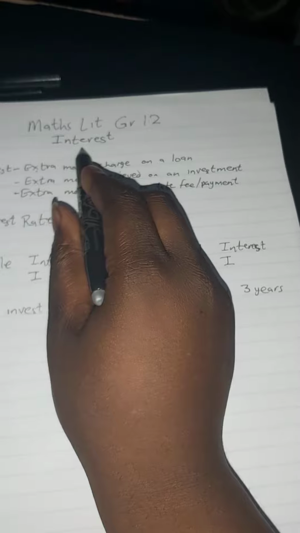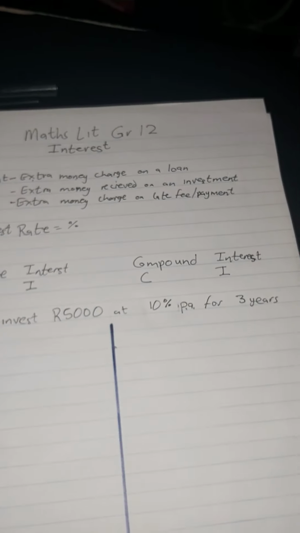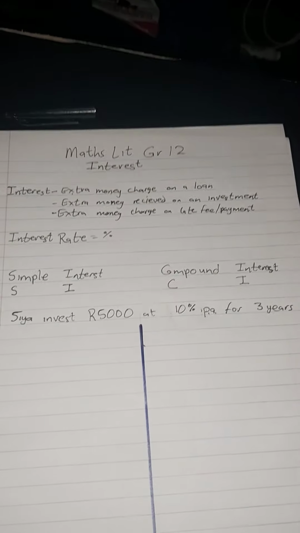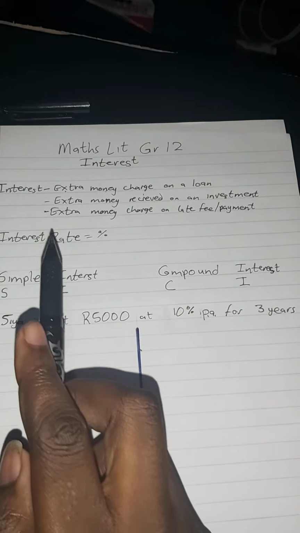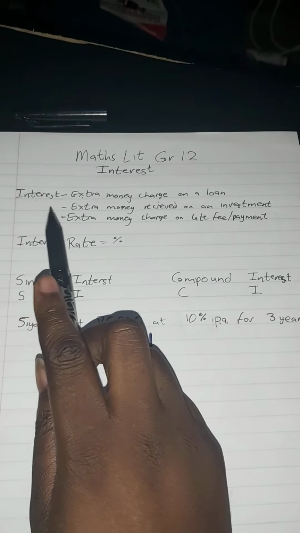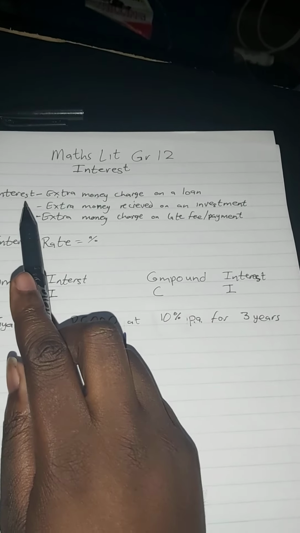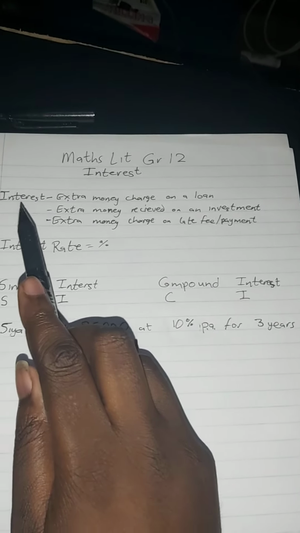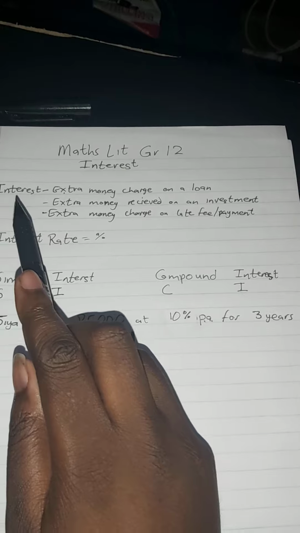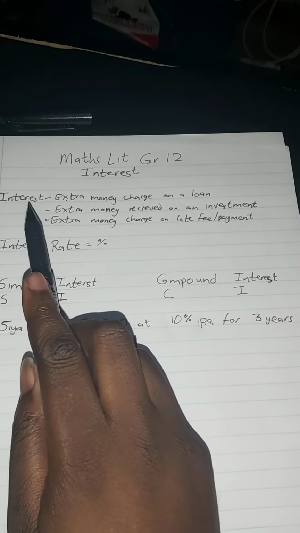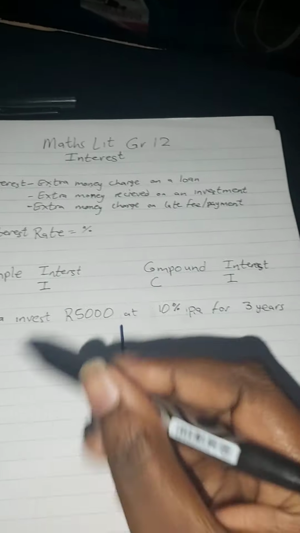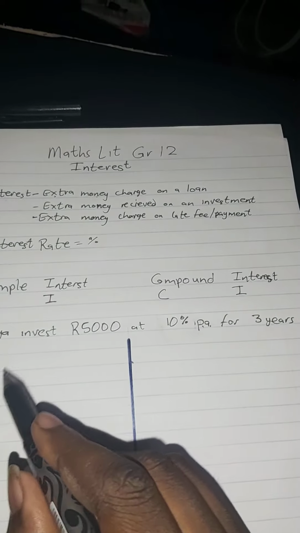We'll be focusing on interest. That is the topic for the day. So as you know, in Maths Lit, the first question is always a definition, so it's very important to know your definition. When we say define interest, we always say define interest according to the given context. That means interest can be defined in more than one way. You understand that? So these are the three definitions of interest.